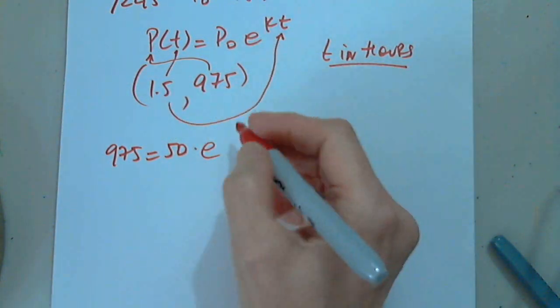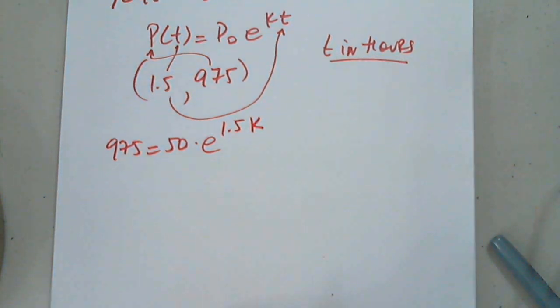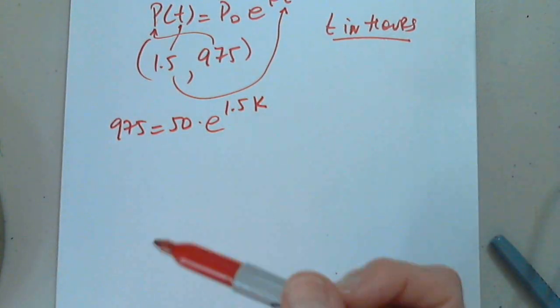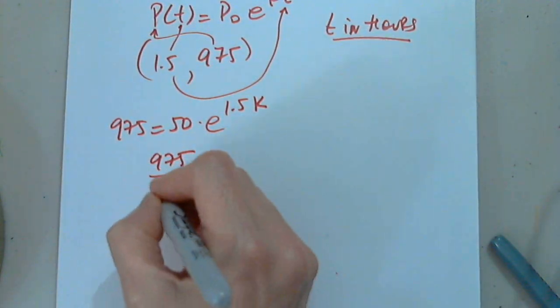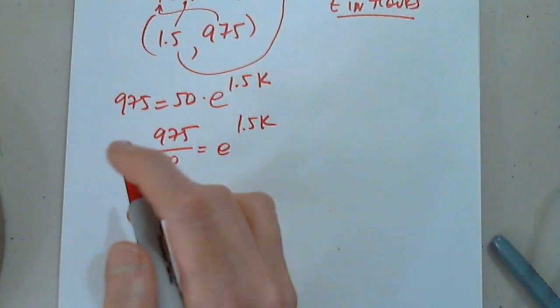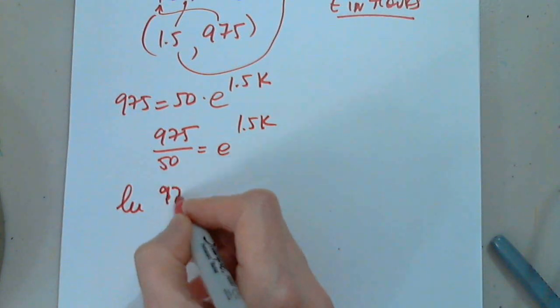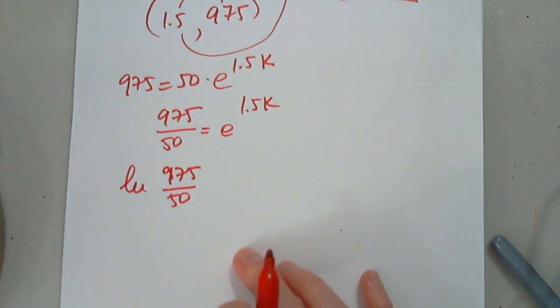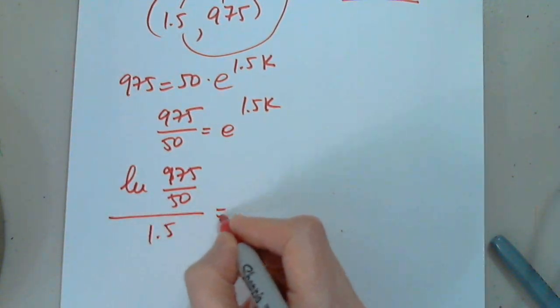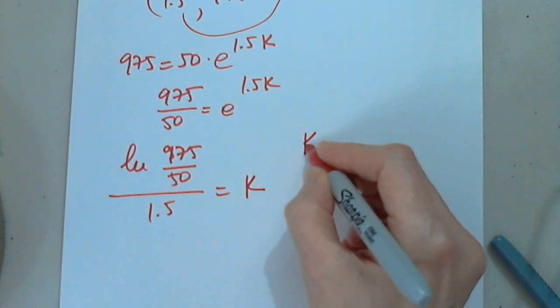e to 1.5k. Again, from algebra, we'll divide both sides by 50 and then apply natural log. So 975 over 50 equals e to 1.5k. I apply natural log to 975 over 50. I apply it to this side, so I have to divide by 1.5. So that's what would be our k.